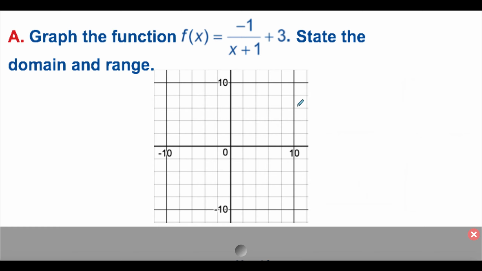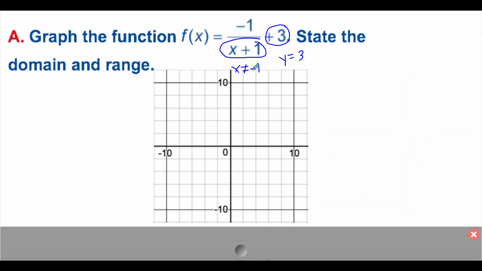So we're going to graph this reciprocal function here. We have -1 divided by x plus 1, plus 3. Okay, so get ready for fractions here. We're going to be using some fractions. First thing you want to do is start by figuring out what your asymptotes are going to be. All right, so remember here, we look here for the x asymptote. X cannot be -1. And then we look here for the y asymptote. Okay, so that's y equals 3.